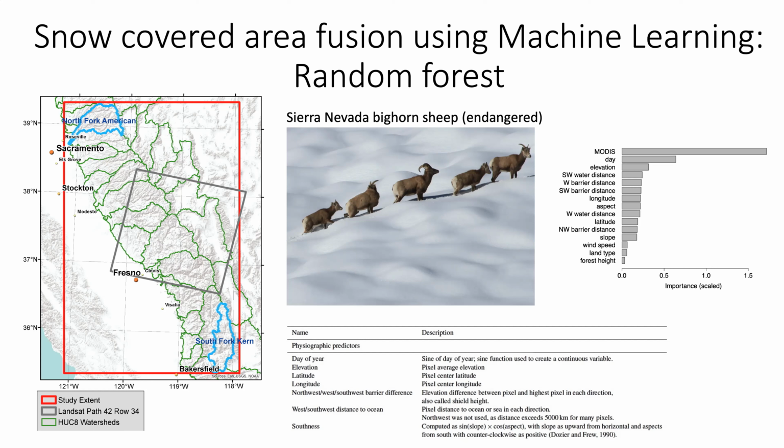On the bottom is a list of predictor variables used in addition to snow cover from MODIS. This includes day of year, elevation, latitude, longitude, and some information about the mountain range, such as distance from the ocean, or which side of the crest the location is at, the windward or leeward side. The target variable was snow cover at 30 meters from Landsat. The bar graph on the upper right shows how important each predictor variable was. Not surprisingly, the snow cover fraction for MODIS at 500 meters was by far the most important.